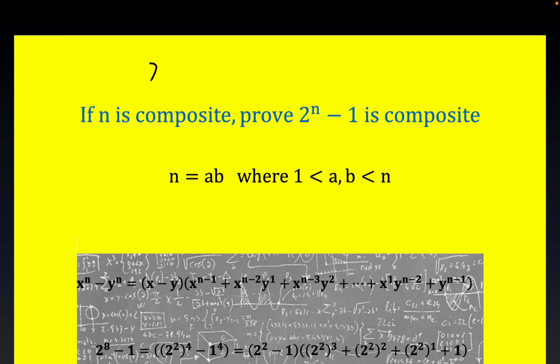To give this problem a little context, let's take a look at 2 raised to a prime power minus 1. Okay, so 5 is a prime number. 2 to the 5th minus 1 is equal to 31. Okay, and notice that 31 is prime.